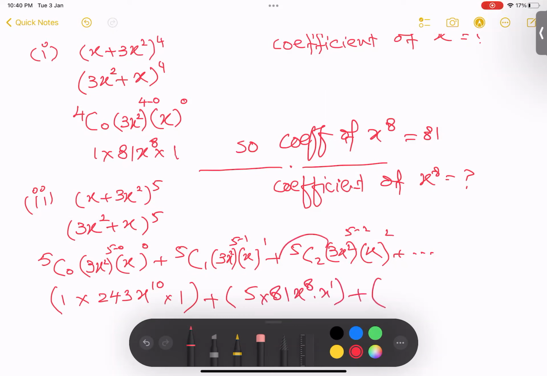And now 5C2 is 10. And 3 to power 3 is 27. And here 3 2s are 6. And times 2 x to power 2. And my target is achieved.